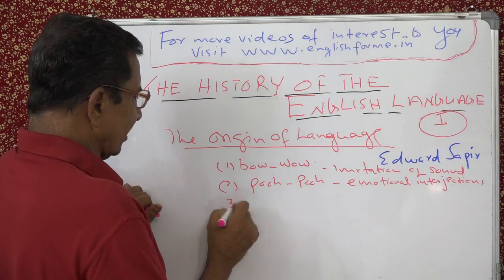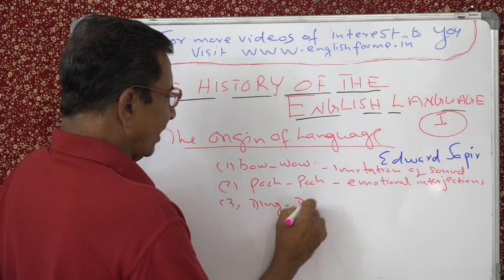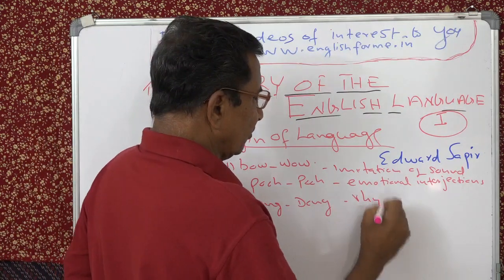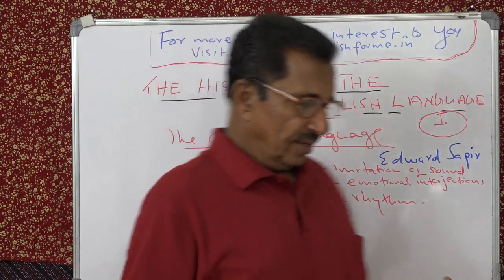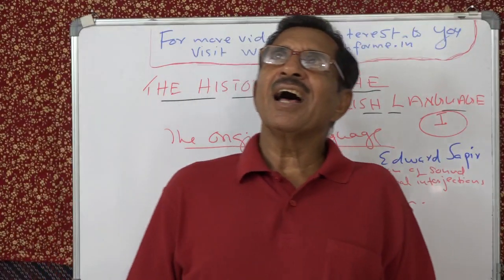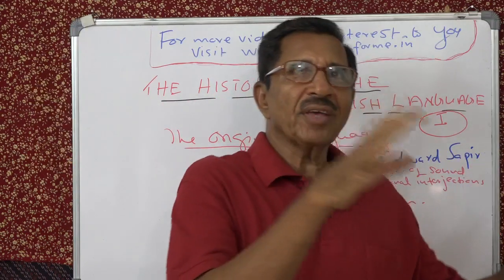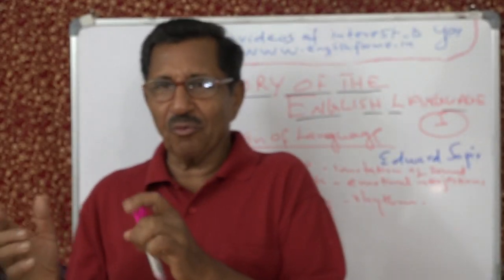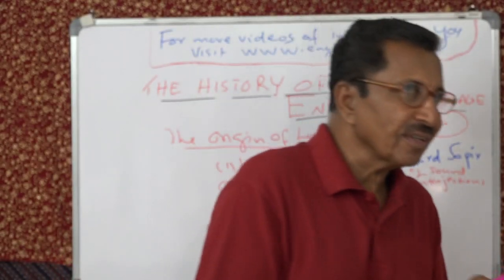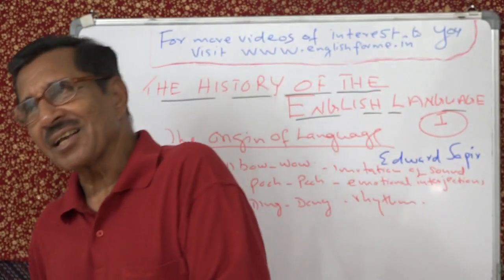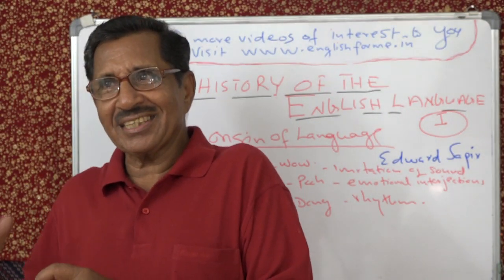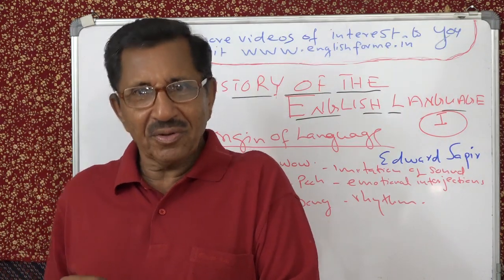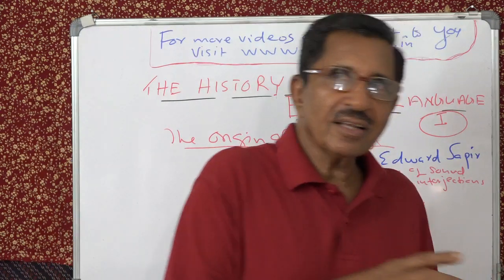Then third is the ding-dong theory. That is imitation of rhythm. Probably, man might have seen branches swaying in the winds like this. Then he must have moved, imitating the movement. When the branch moves to this side, he moves there, and when the branch moves to that side, he moves there. And then after imitating this movement, some sound he might have produced.